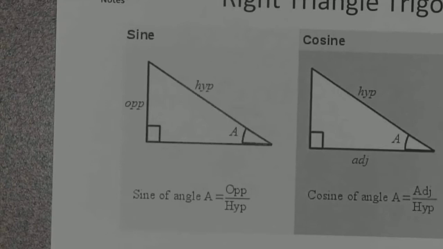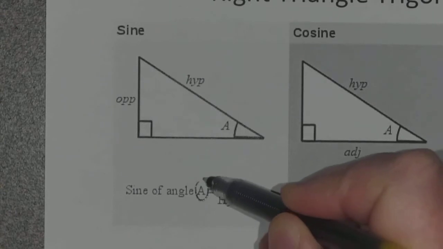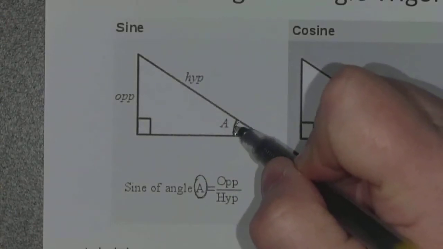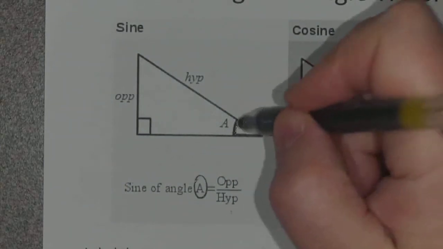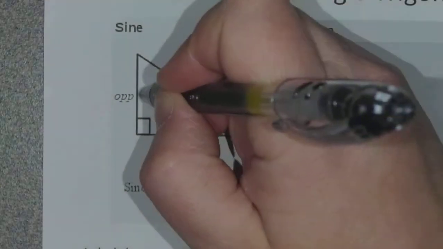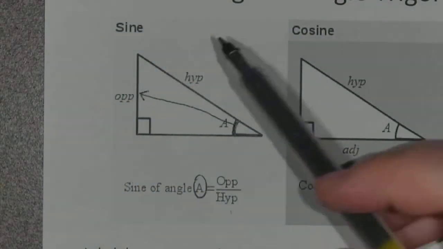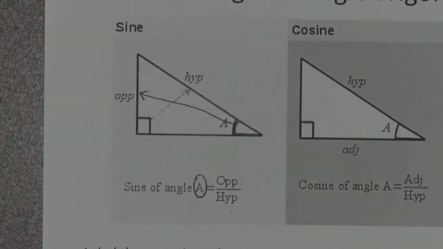To find the sine value on a right triangle, we would look at the angle that it describes to us. So here it says to look at angle A. It says find the sine of angle A. And from angle A, the rule for sine is the opposite side over the hypotenuse. So looking at angle A, the opposite side would be the side that doesn't touch angle A. And then the hypotenuse is always the side opposite the right angle.